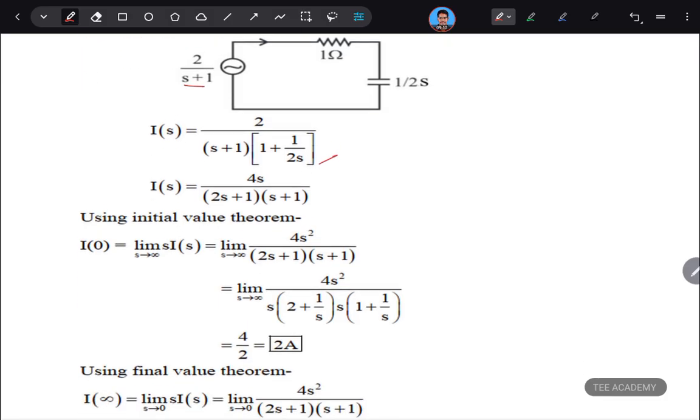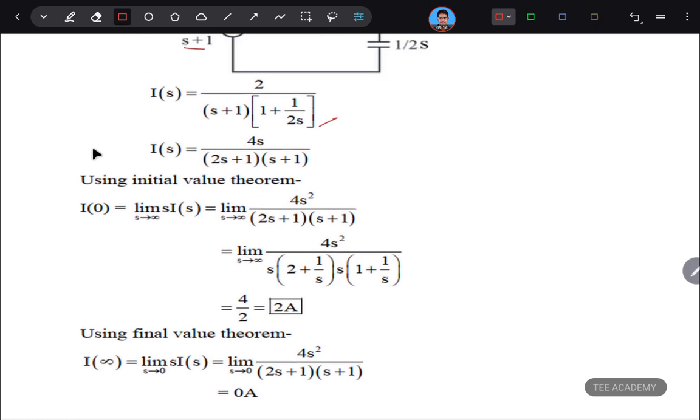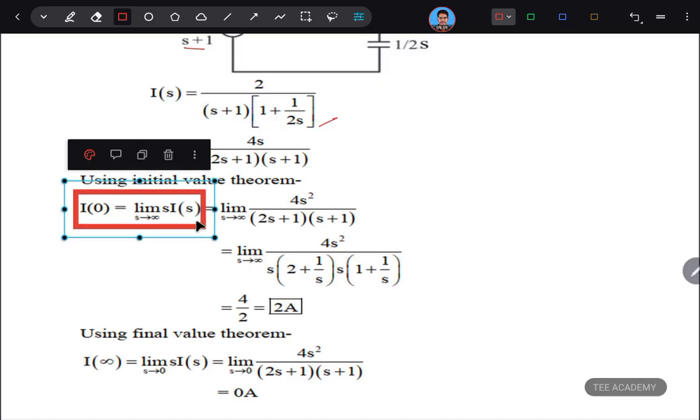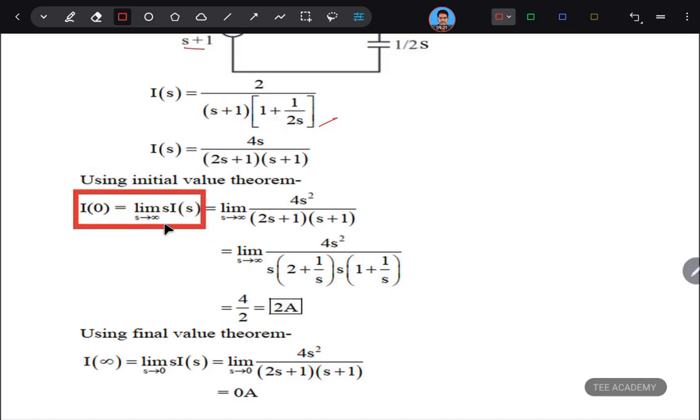Next, by applying the initial value theorem. What does the initial value theorem say? I of 0 plus is equal to limit s tends to infinity of s into I of s. So limit s tends to infinity of s into 4s by 2s plus 1 into s plus 1, which gives 4s square divided by 2s plus 1 into s plus 1.